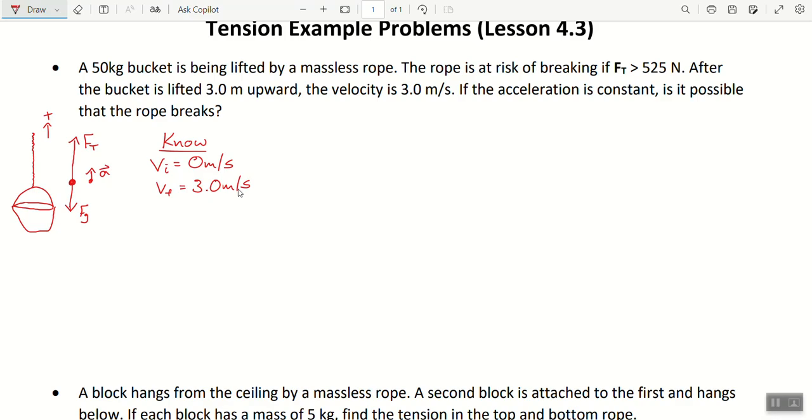Okay. Fern, give me another piece of known information that we have. I know the mass of this bucket. What's the mass? So mass M is 50 kilograms. That's a heavy bucket. Like, really heavy bucket. All right. What else? Abigail, anything else that we know?